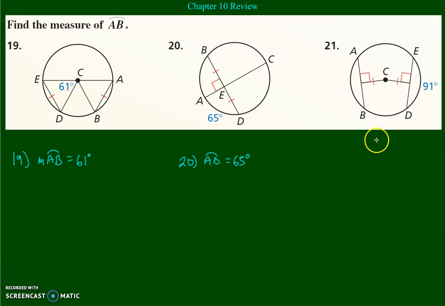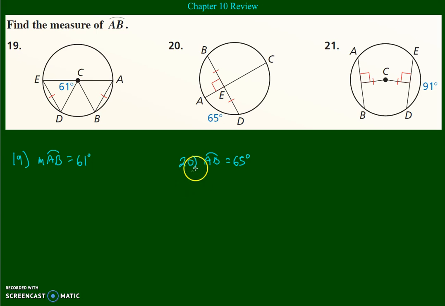And now on to 21. Here we have two chords that are equidistant from the center. This perpendicular segment from the center to the chord represents the distance, and it is congruent to the distance from this chord to the center. So these two chords are equidistant. The theorem says that if two chords are equidistant, then the chords are congruent, and we know that congruent chords gives us congruent arcs, and so this arc is congruent to that arc. That means that the measure of arc AB is going to be 91 degrees.